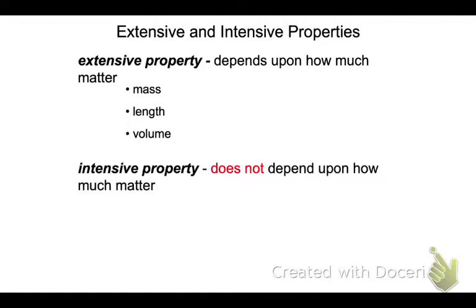However, an intensive property does not depend on how much matter is there. An example of this would be color. The color of a substance should not change whether you have a small amount or a large amount of the substance. The temperature of water in the ocean will be the same whether you measure it in the ocean in a large amount, or pour some in a small little bucket and measure it. The temperature will not change depending on the quantity.